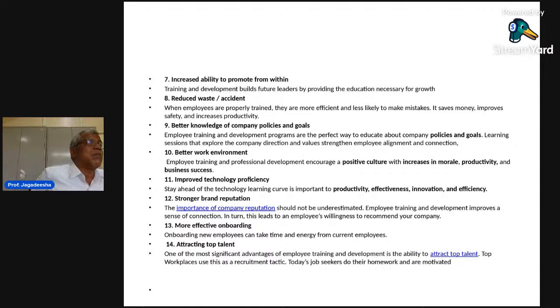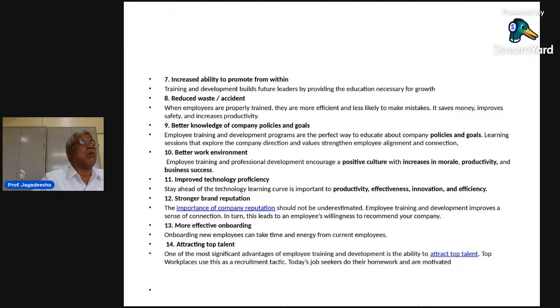When promotions are given, the family will be very happy, the reason being that the financial condition will improve. The esteem will shoot up, right? The reputation of the fellow concerned will shoot up. Respect will also increase automatically. This is another important point.